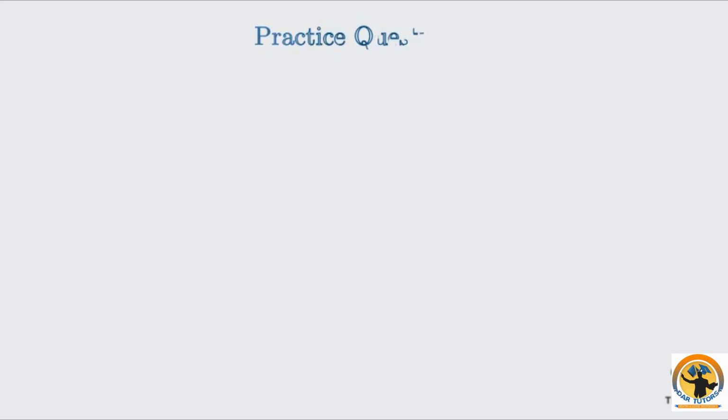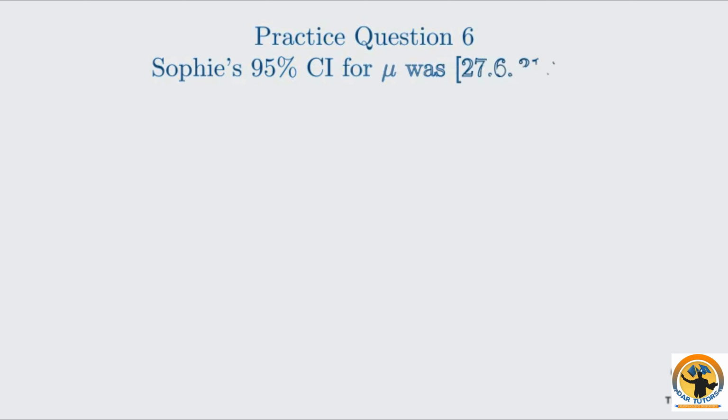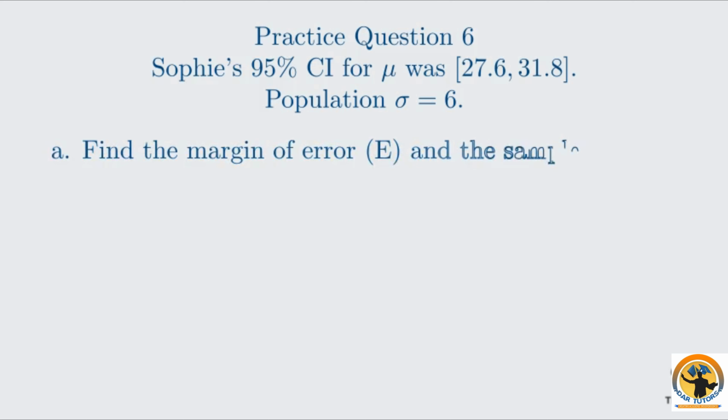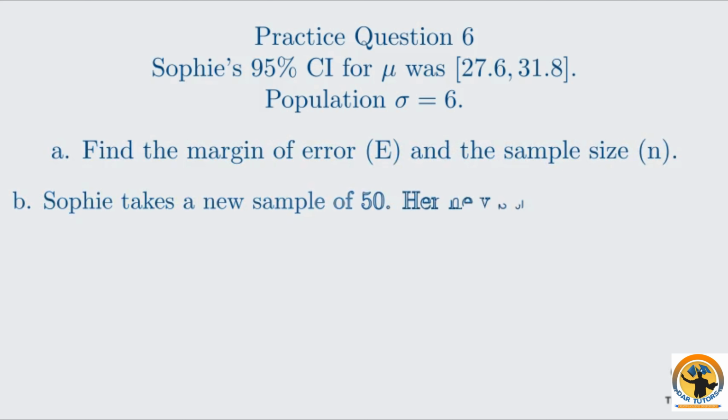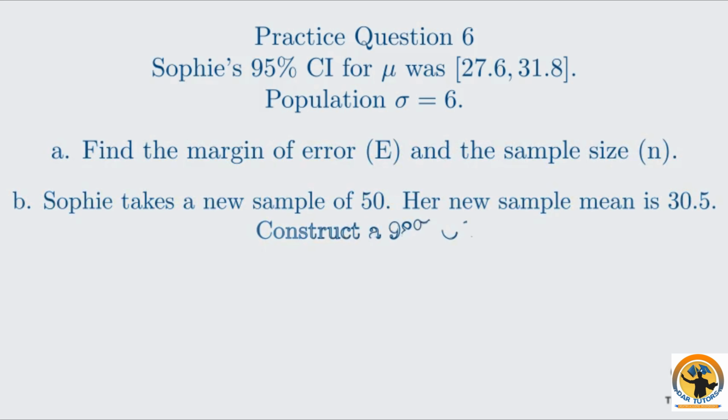Question 6. Sophie took a sample of measurements of a random variable x. Her 95% confidence interval for the population mean was from 27.6 to 31.8. The population standard deviation was sigma equals 6. Part A, find the margin of error, E, and the sample size, n. Part B, suppose she takes a new sample of 50. Her new sample mean is 30.5. Construct a 98% confidence interval for the population mean with this new data. Here is the solution to question 6.